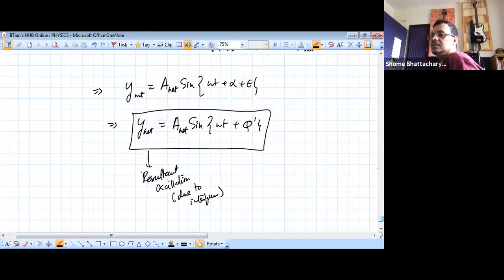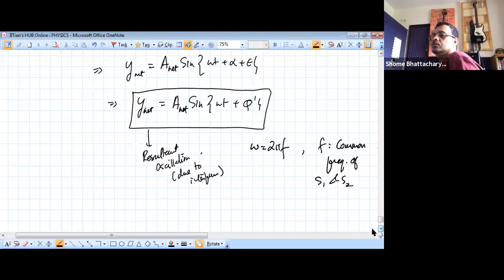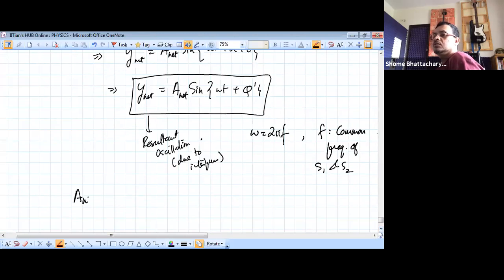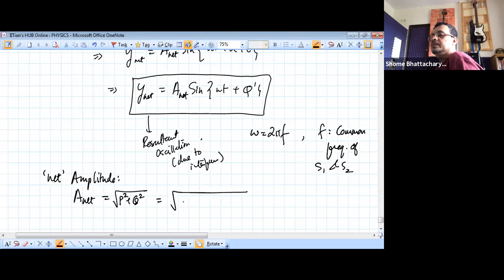So coming back here, this is the resultant oscillation due to the interference at the point P, where you can see that omega is equal to 2 pi f, where f is the common frequency of the two sources S1 and S2. But the net amplitude now, tracing back what this net amplitude is, is nothing but root of what we had written as P square plus Q square. Now in turn you can see that P we had written as E1 plus E2 cos delta phi, and Q we had written as E2 sine delta phi.